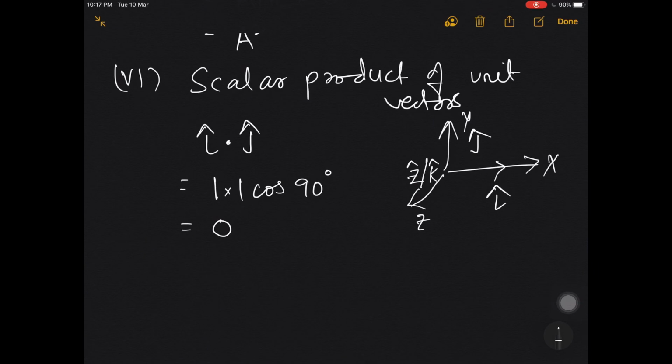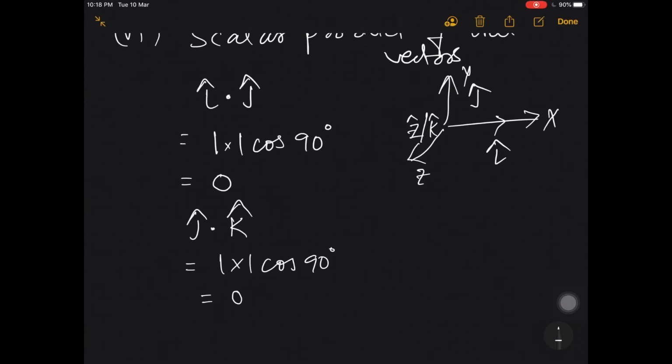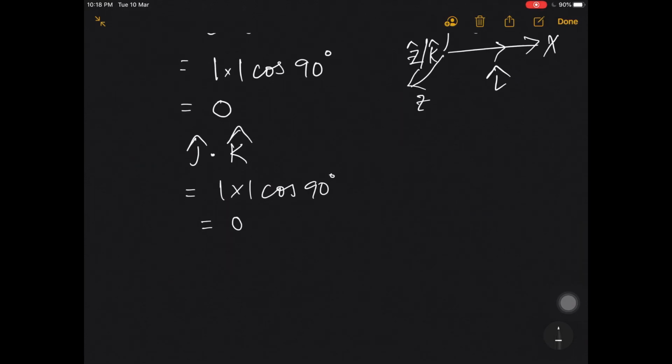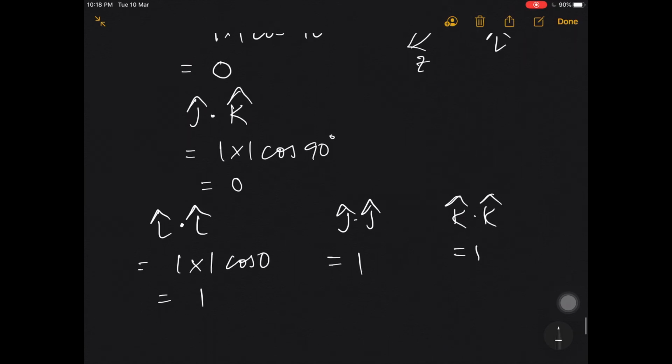You can test this with some other example also, for example j dot k, again you will get 1 into 1 cos 90. So once again you are getting 0. So you should remember, whenever you do the dot product of two unlike unit vectors, you get 0. Now what if I do it with like vectors? If I do i dot i, I'll get 1 into 1 cos 0, which is equal to 1. Similarly, j dot j is also 1, and k dot k is also 1.